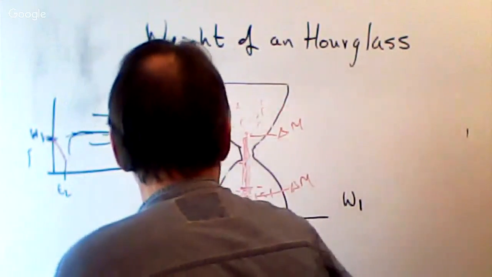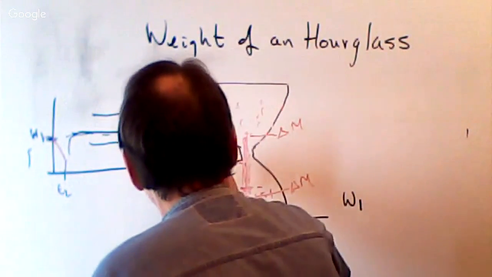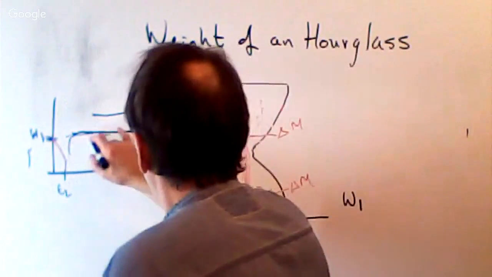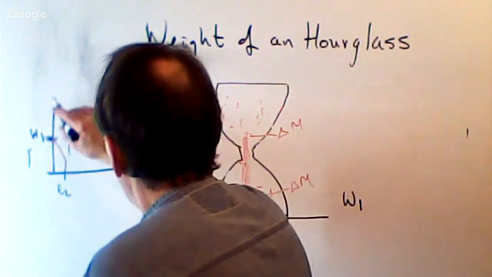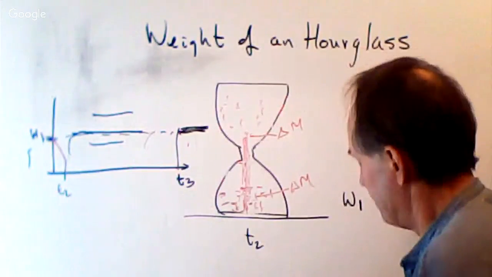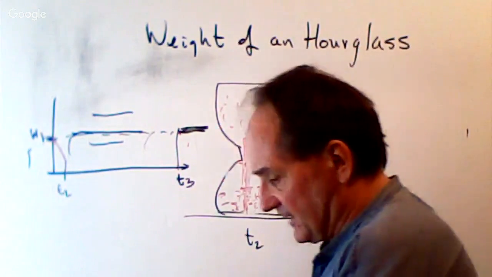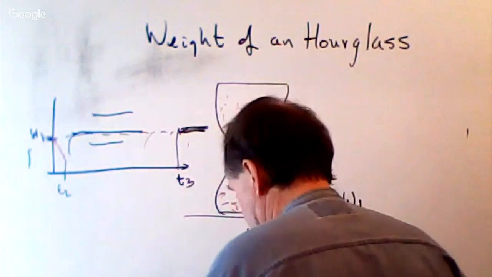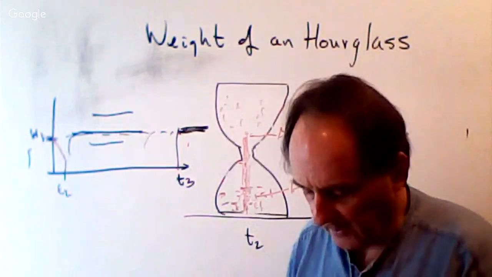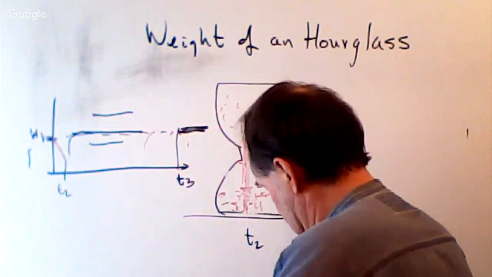So the question is, what's happening between T2 and, say, T3 when all the sand is poured out? What does this graph look like for weight versus time? And to answer that, like I said, I'm working on an experiment to verify my equations.